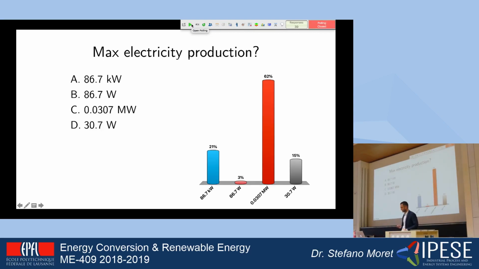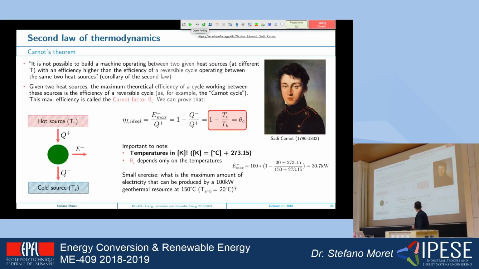Okay, very well. So again, we have 60% correct. So the answer is here. If we want to know the maximum electricity we can produce from a cycle, we just have to multiply the amount of heat by the Carnot factor expressed in Kelvin. So remember to convert the temperature to Kelvin if you have to make this calculation.